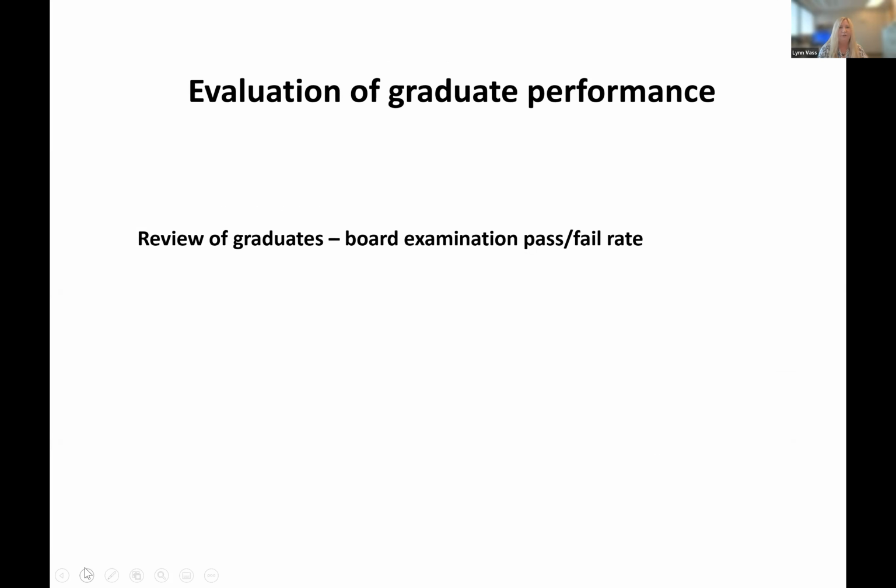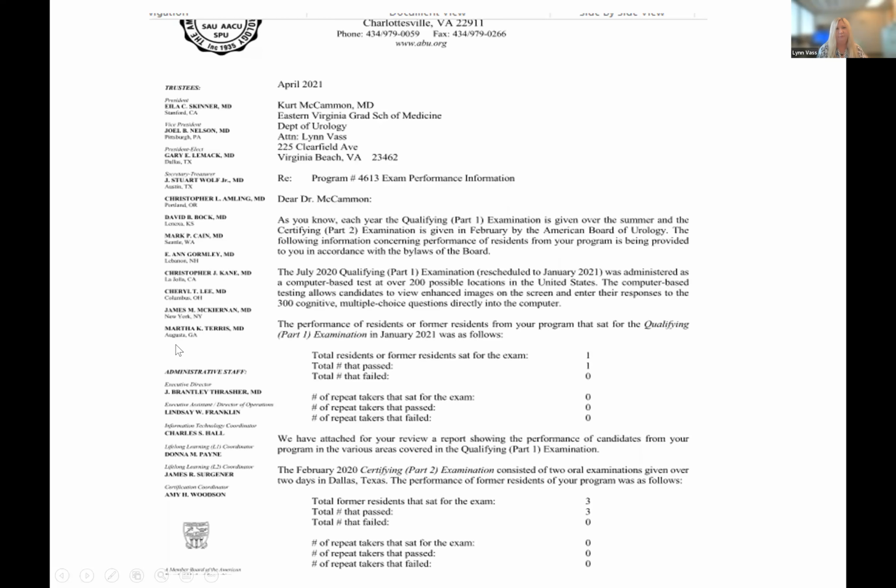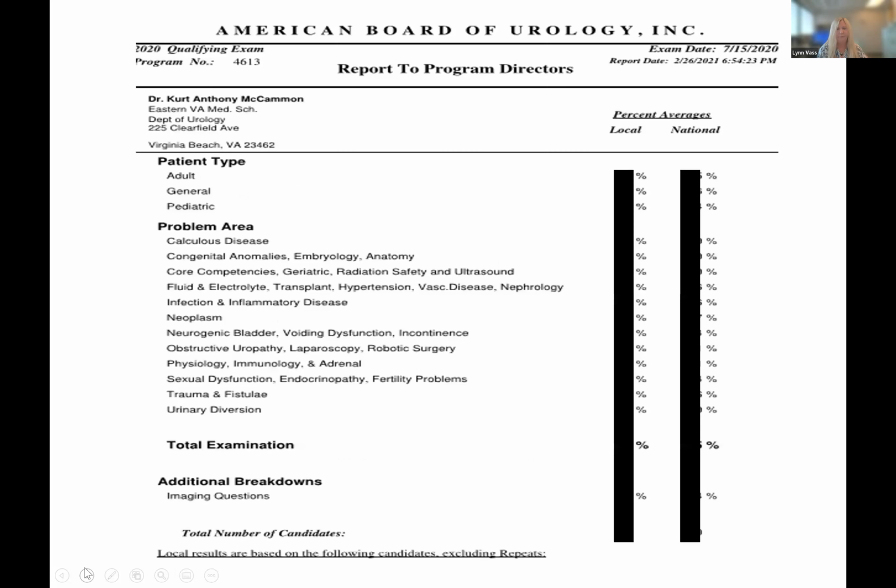Okay, the next, evaluation of graduate performance. This is a review of our graduates and their board results. And I just put the letter that we get from ABU in there. And I also include the program director's report.